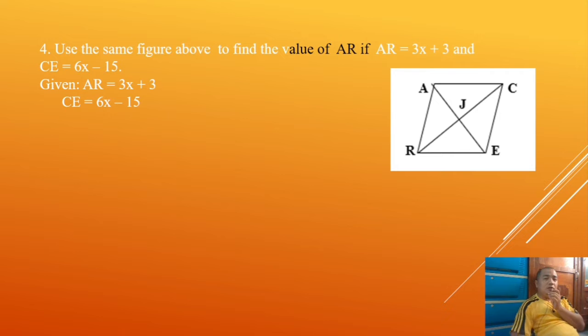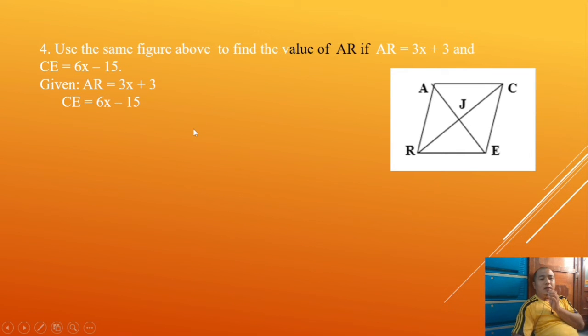Next, use the same figure above to find the value of AR if AR is 3x plus 3 and CE is equal to 6x minus 15. AR and CE are opposite sides of a parallelogram. So what does this tell us? From the property of a parallelogram, opposite sides are parallel and at the same time congruent. That means AR is equal to CE.